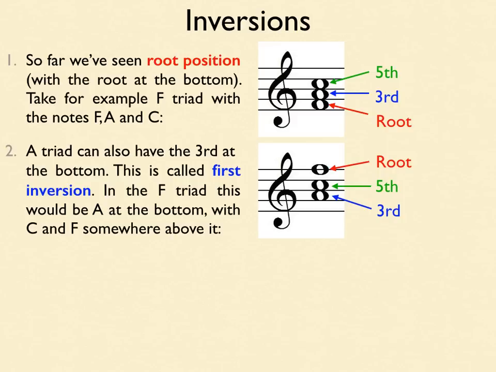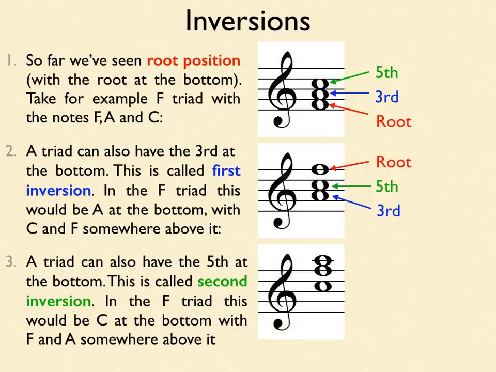That's all you need, is the lowest note to be the third, and then the root and the fifth can be anywhere else. It doesn't have to be the order I've shown here. I've only put them in this order to make it easier to read. So bear that in mind. As long as the third is at the bottom, you can have the root and the fifth anywhere else above it. And then of course you have one more inversion.